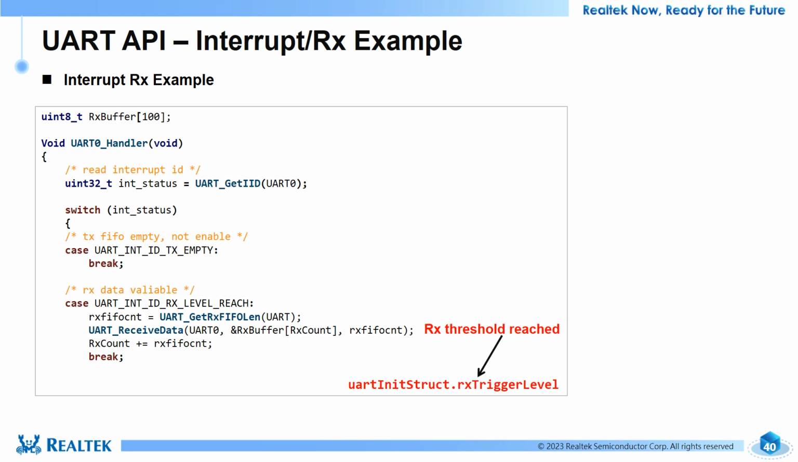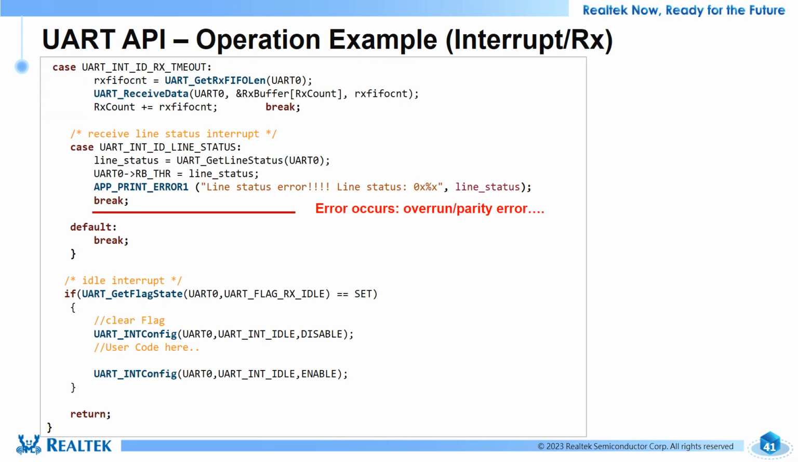The following is an example of receiving data using interrupt mode. First, the UART RX-related interrupts need to be enabled during the initialization of the UART. In the interrupt function, call UART get IID to obtain the interrupt ID, and then judge which interrupt has occurred according to the obtained interrupt ID. UART int ID RX level reached indicates that the data in the RX FIFO has reached the set RX trigger level. UART int ID RX TMEOUT indicates that an RX timeout occurred. UART int ID line status indicates that a transmission error occurred.